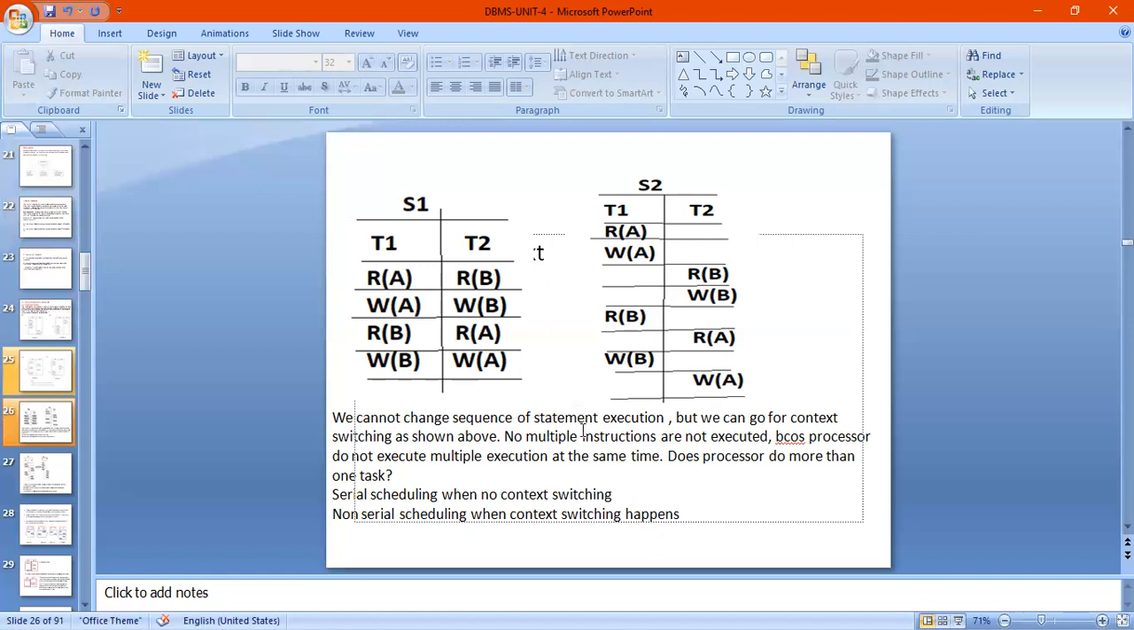We cannot change the sequence of the statement execution, but we can go for context switching as shown above. So this is called context switching. When it comes here, during this it goes to T2, and again coming back here, again this is called context switching. Multiple instructions are not executed at the same time because processes do not execute multiple instructions simultaneously. Does a process do more than one task? Yes, let's see. Serial scheduling has no context switching, while non-serial scheduling has context switching happening.